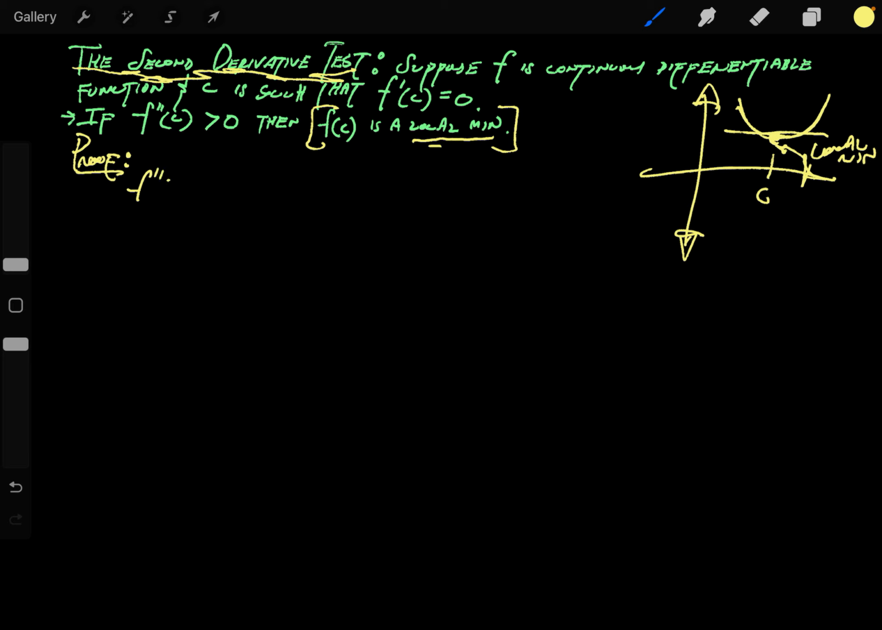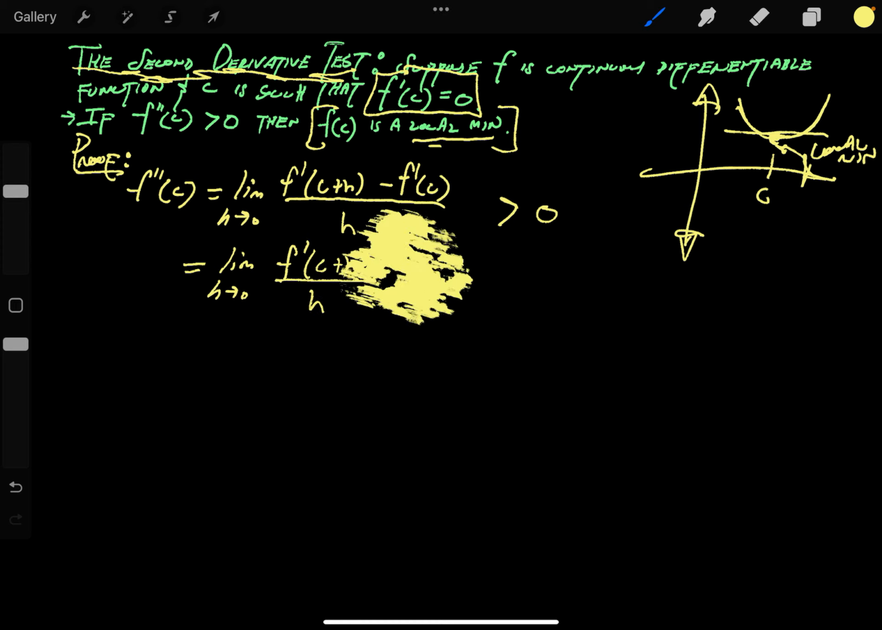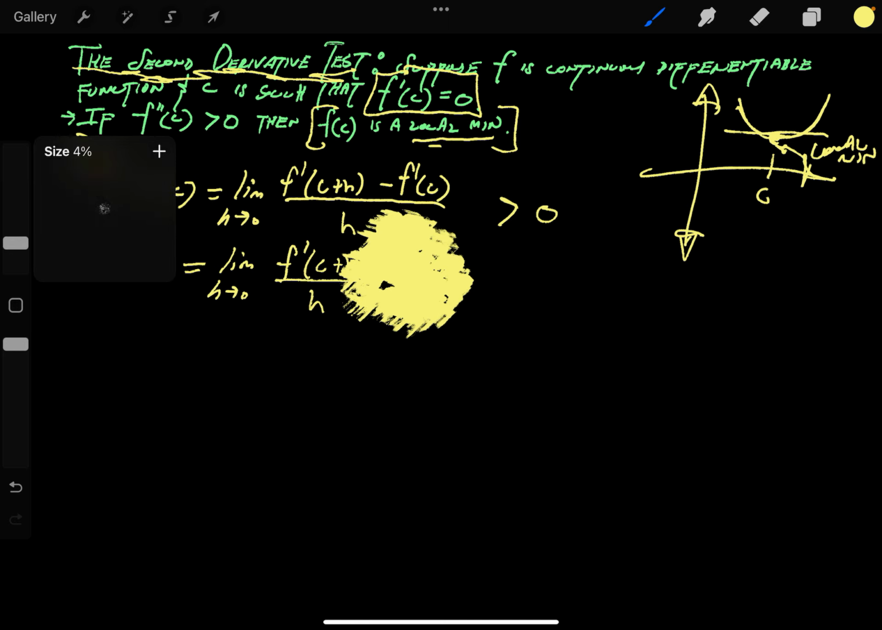So the second derivative at c is equal to the limit as h goes to 0 of the first derivative of c plus h minus the derivative of c, over h. And that's just the definition of the second derivative. Now we have some facts that we can fill in. First, this is positive. Then, the next thing is that f prime of c is 0. So this whole limit becomes the limit as h goes to 0 of f prime of c plus h over h.